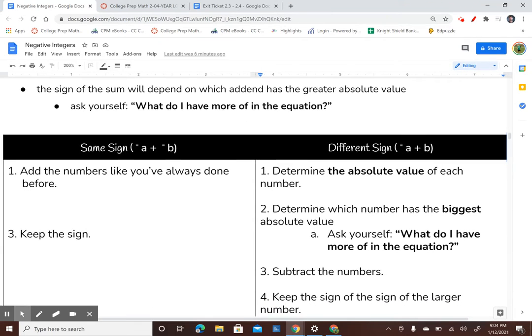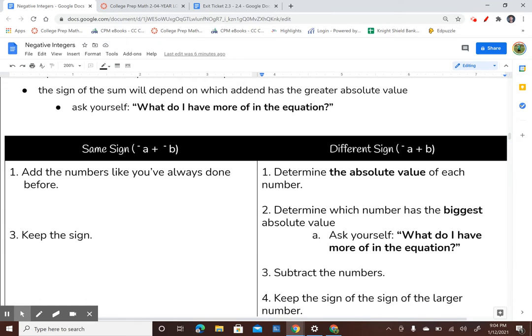Hello, everybody, and welcome. Today, we're looking more into the Investigation 2 packet, which is talking about adding positive and negative integers. So, yesterday, we talked about if we have two numbers that are both negative and we're adding them together. So, for example, we have -6 plus -2.